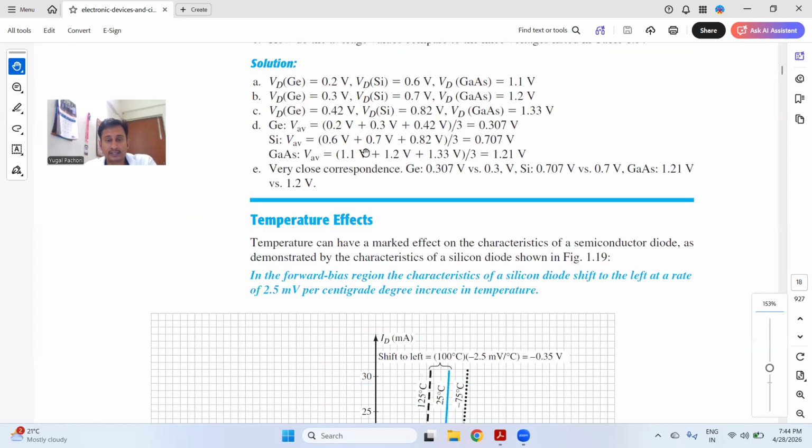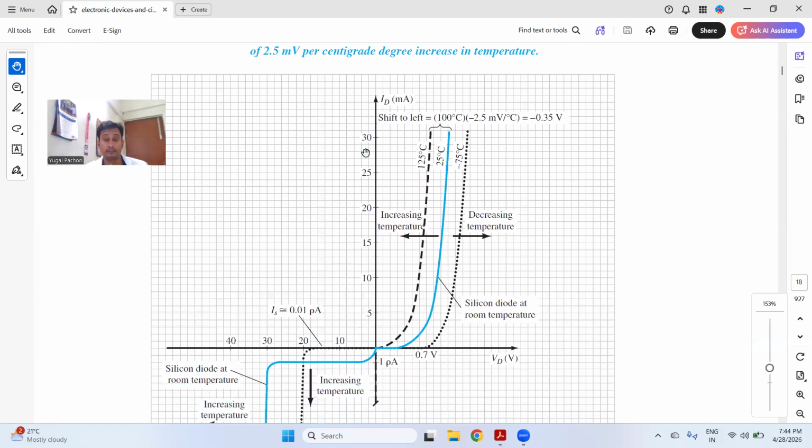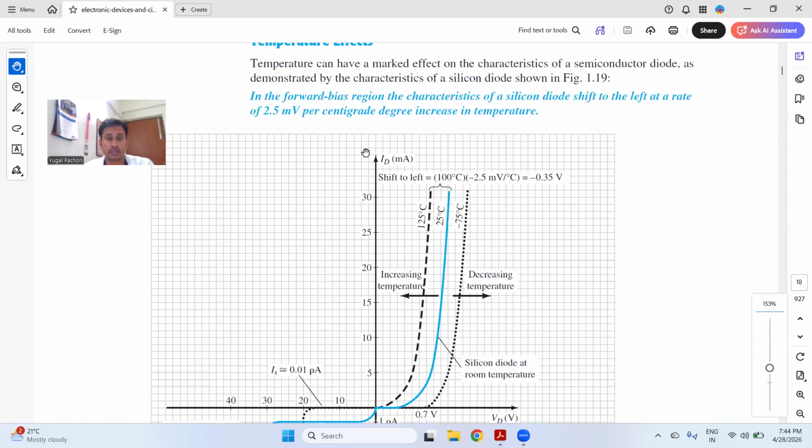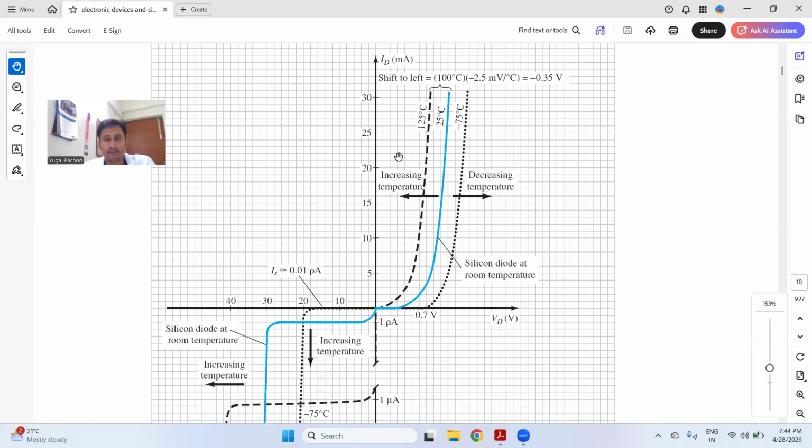Now let's understand the effect of temperature on the semiconductor material that we are going to use. Temperature can have a marked effect on the characteristics of a semiconductor diode, as demonstrated by the characteristics of a silicon diode. So there is an effect of temperature on the characteristics of the silicon diode, germanium diode, or gallium arsenide diode. It means whichever material you use, there will be an effect of temperature on that kind of semiconductor diode, whether it is made from silicon, germanium, or gallium arsenide. So let's understand with the help of these characteristics.